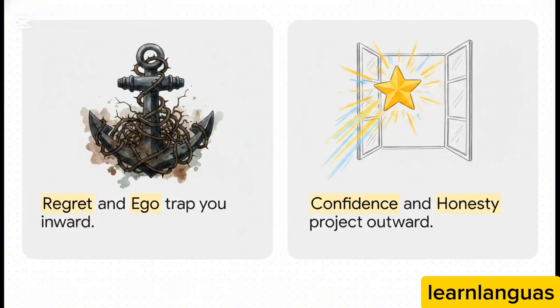Let's drill down a bit into the internal states being contrasted here. On the left, we have regret and ego. Think about it. These are essentially anchors. They're either holding us in the past or just trapping us within a super self-centered perspective. The source directly mirrors these against confidence and honesty on the right, because honesty requires looking at reality clearly, completely without the distortion of ego. And confidence? Well, that requires looking forward, without that heavy anchor of regret holding you back. The duality here is just incredibly clear. One state traps you inward, while the exact opposite state projects you outward.